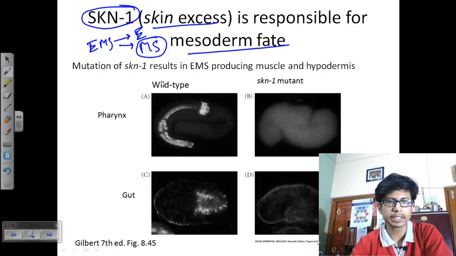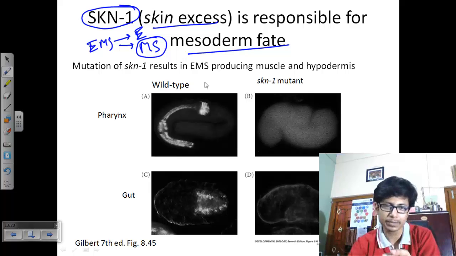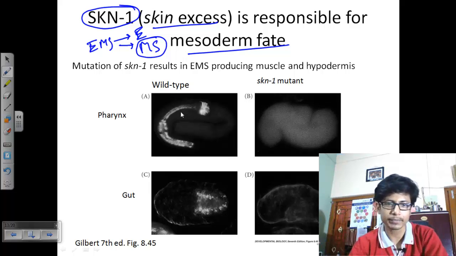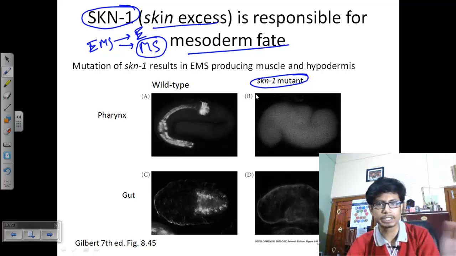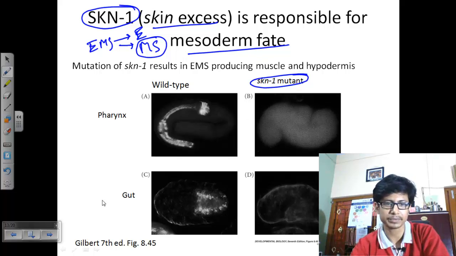So see, in wild type, there is a lot of SKN1. And the SKN1 protein concentration is raised in a particular region of the embryo, and it converts it into the mesodermal layer, produces all the pharynx and other tissues, pharynx and muscles. But see, in a SKN1 mutant, where we delete the SKN1 gene, in that case, it fails to develop the proper pharynx and gut. Okay, that is one region over there.